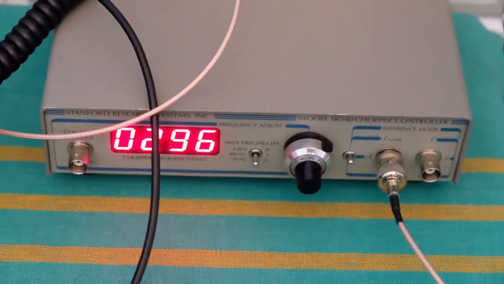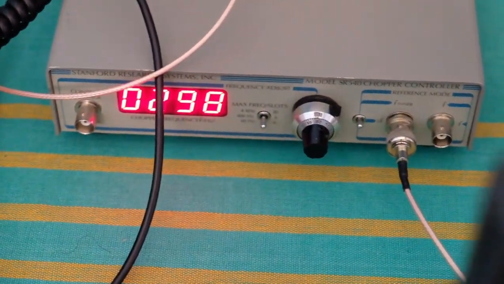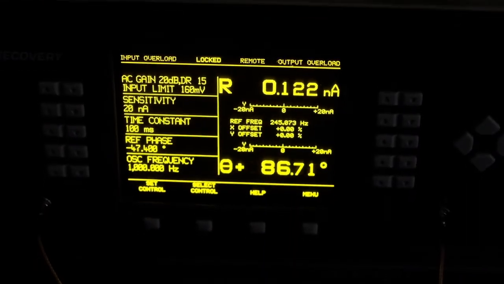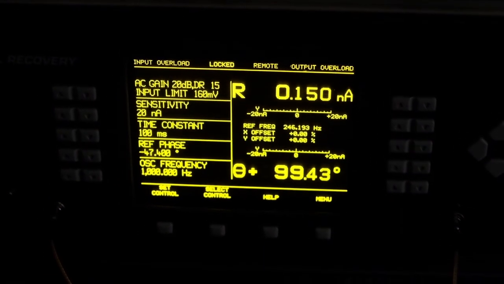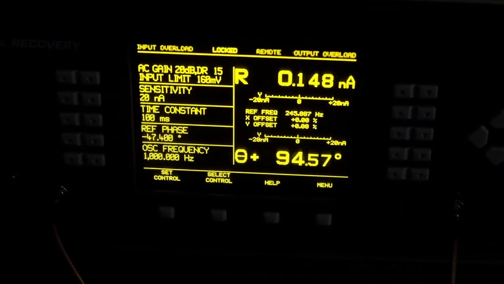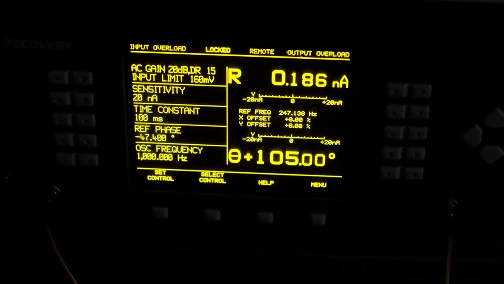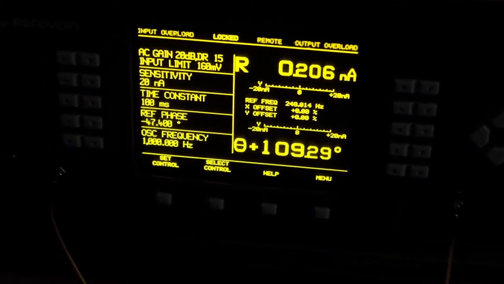The chopper controller is running at 298 hertz or so. With the light off or light on, there's not much of a difference. Right now the light is off, and you can see that the voltage received, the current that's coming in, is around the same. I'm going to now operate in this mode with the light off, so it's a little bit clearer, to reduce any stray light effects that may still come through, since it's not totally dark here.